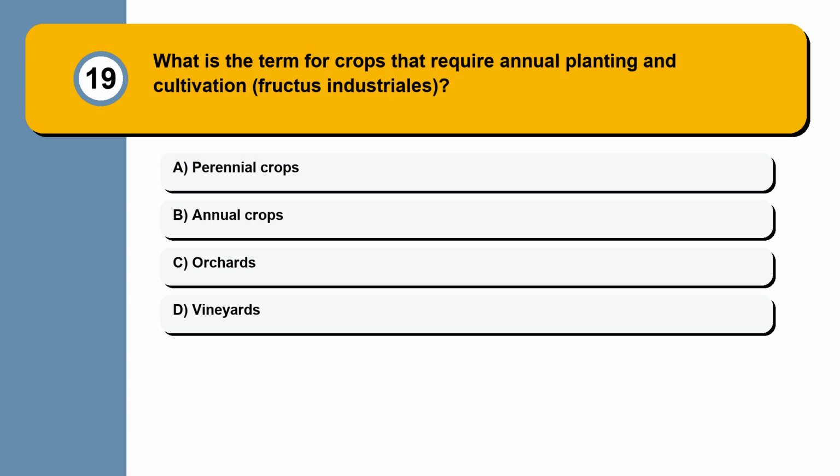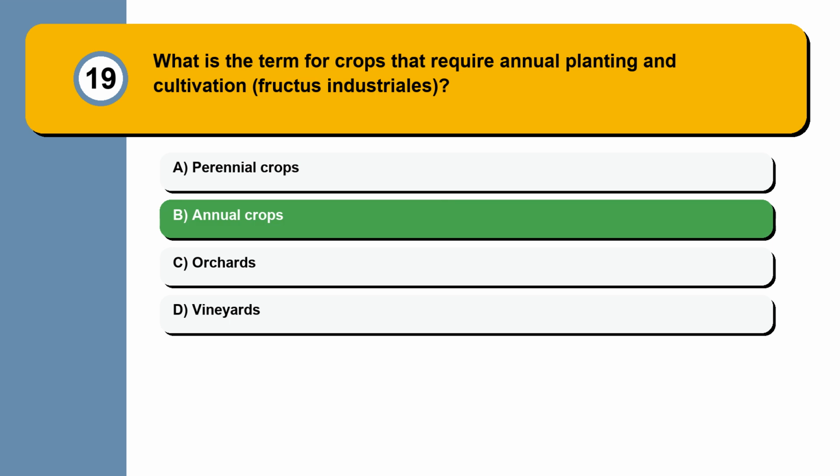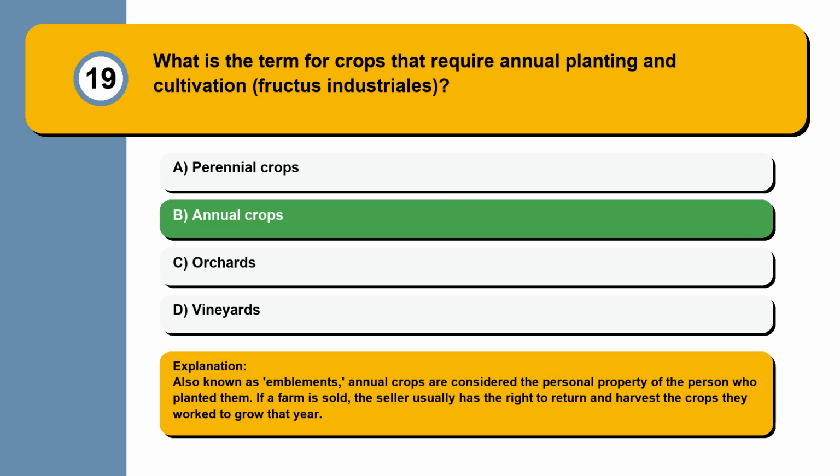Question 19. What is the term for crops that require annual planting and cultivation? Fructus industriales, perennial crops, annual crops, orchards, vineyards. Also known as emblements, annual crops are considered the personal property of the person who planted them. If a farm is sold, the seller usually has the right to return and harvest the crops they worked to grow that year.